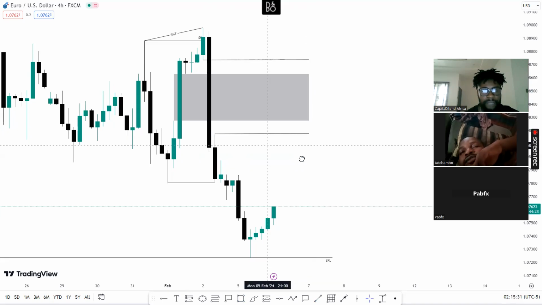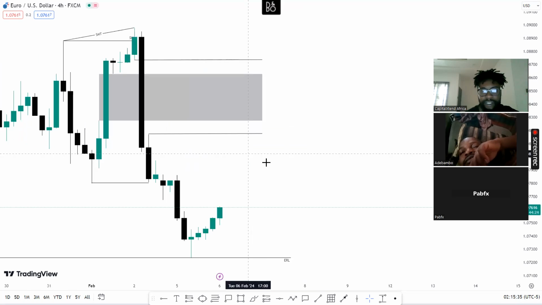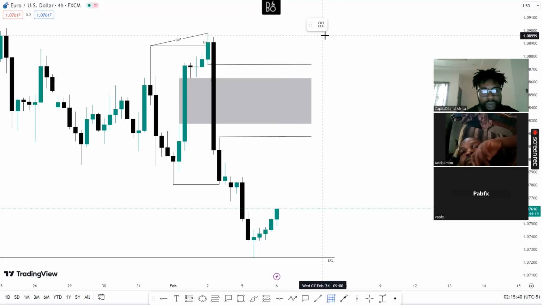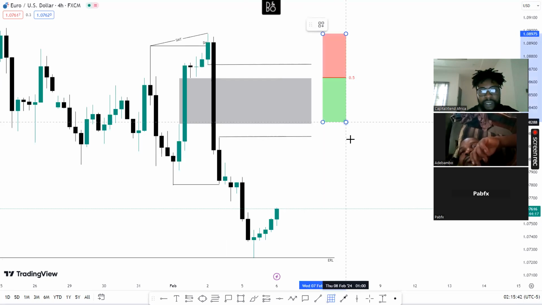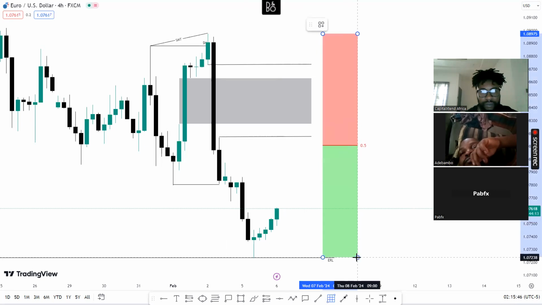Okay, so Euro USD is looking very interesting, and using our PD array, we'll draw. We're expecting price to drop down to the premium level before we take our sales.